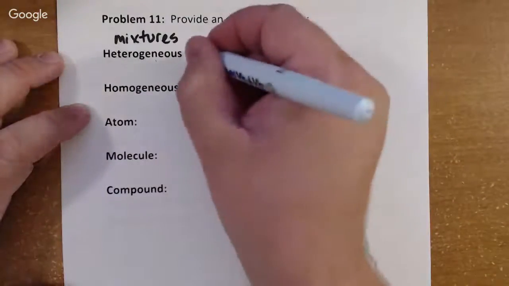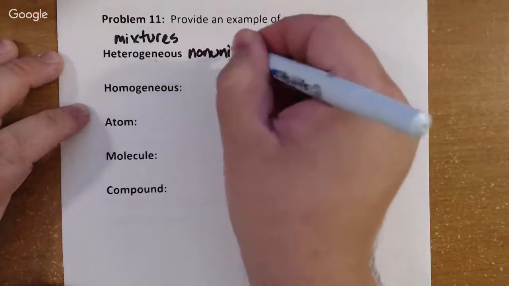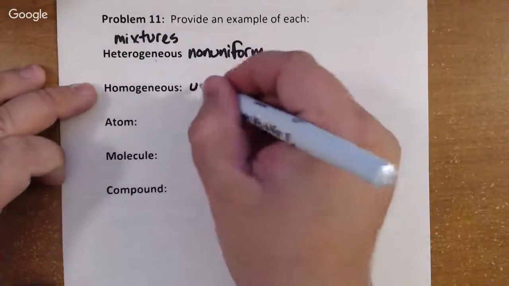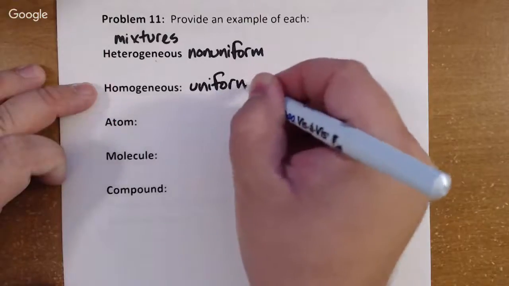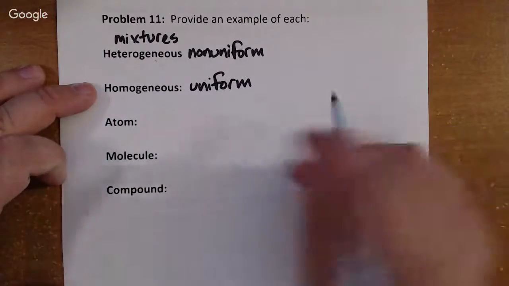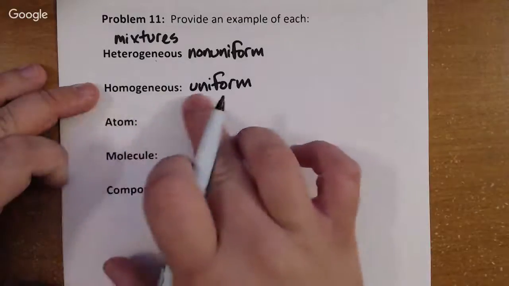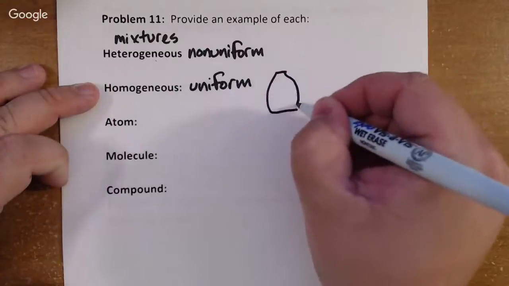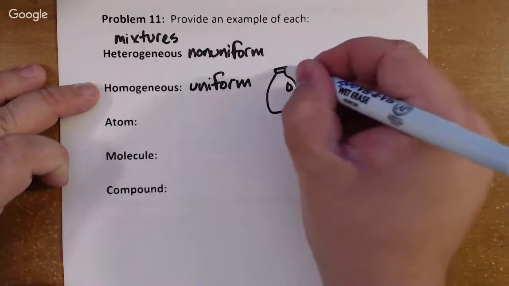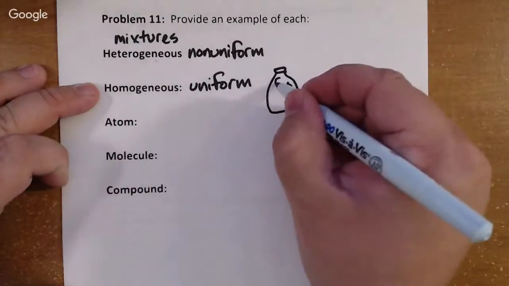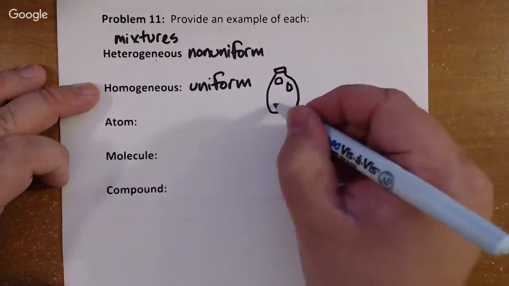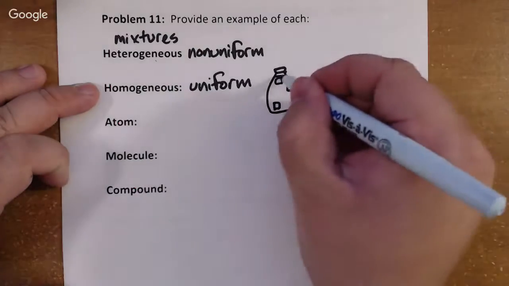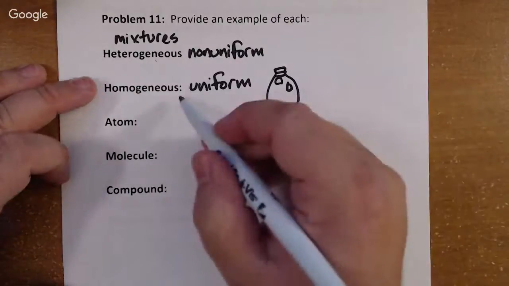Heterogeneous just means non-uniform, or that it's not the same throughout. Homogeneous means uniform, or it is the same all the way throughout. So think about milk. Milk says homogenized. If you have a gallon of milk, and this is my terrible artwork here, you have a little cap on there. If you take a sip from the top of the milk bottle, it's going to taste the exact same as if you took a sip from the bottom of the milk bottle. It's uniform in color, it's uniform in composition, it's homogeneous.